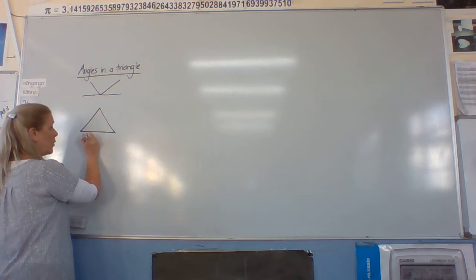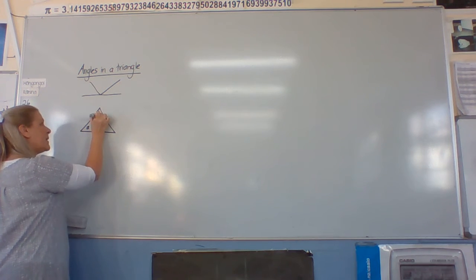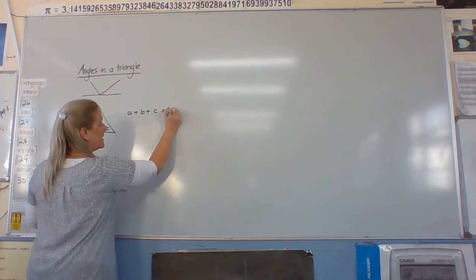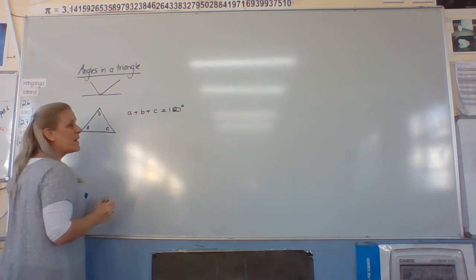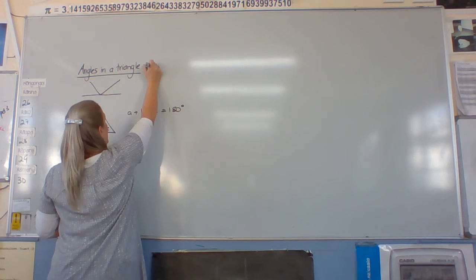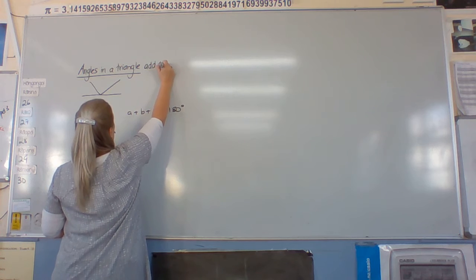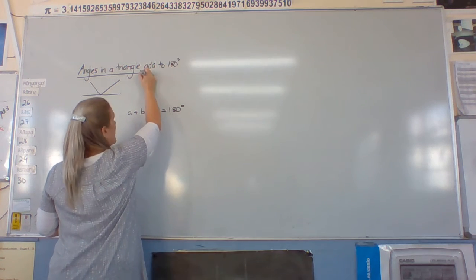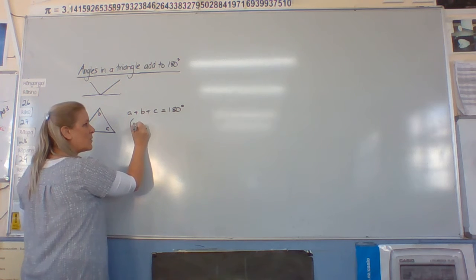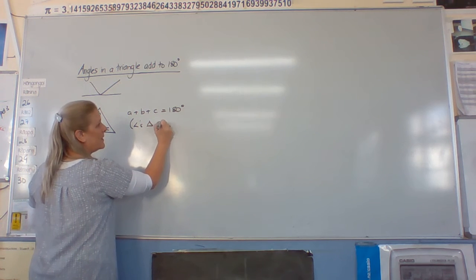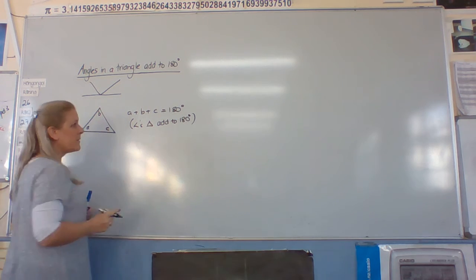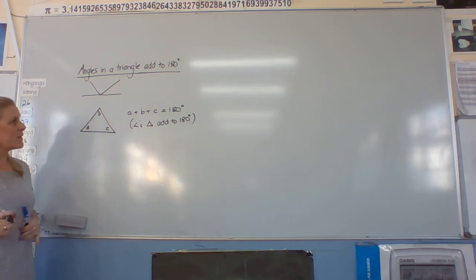In essence, the angles in a triangle, when you rip them up and put them on a line, will add up to 180, every single triangle you have. So therefore we know that A, B and C add to 180. And the reason for that is angles in a triangle always add to 180. So in short we write angles in a triangle add to 180. So we shorten the angles, shorten the triangle sign.